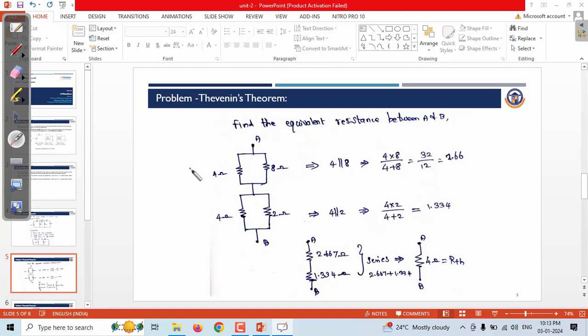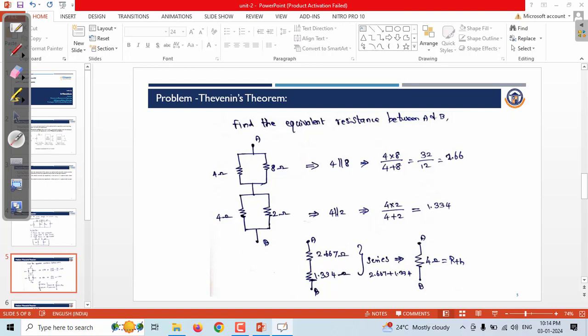So by replacing these two parallel values with a single value 2.6, and these two resistors are replaced with a single resistance value 1.3. Now between A and B, we have two resistors connected in series. So by adding the two values, we can reduce them to a single resistance, that is RTH. So RTH value is 4.